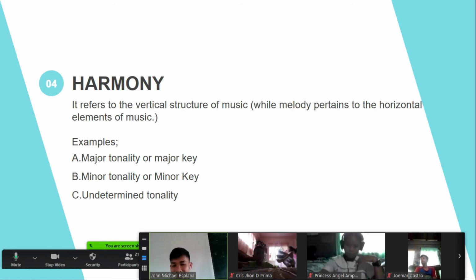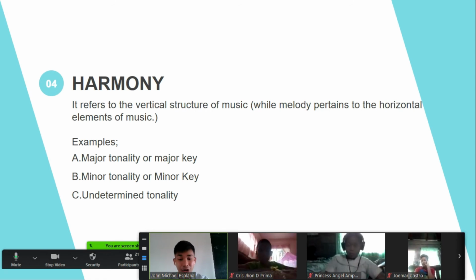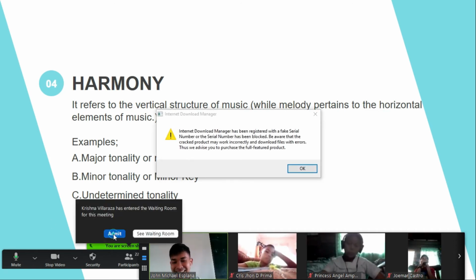Next, what about undetermined? If you incorporate your English knowledge, undetermined means not determined particularly. Un means without. It refers to music pieces which have neither a major nor a minor key all throughout the piece. Walang major, walang minor, kaya nga siya tinawag na undetermined. I hope you get that.